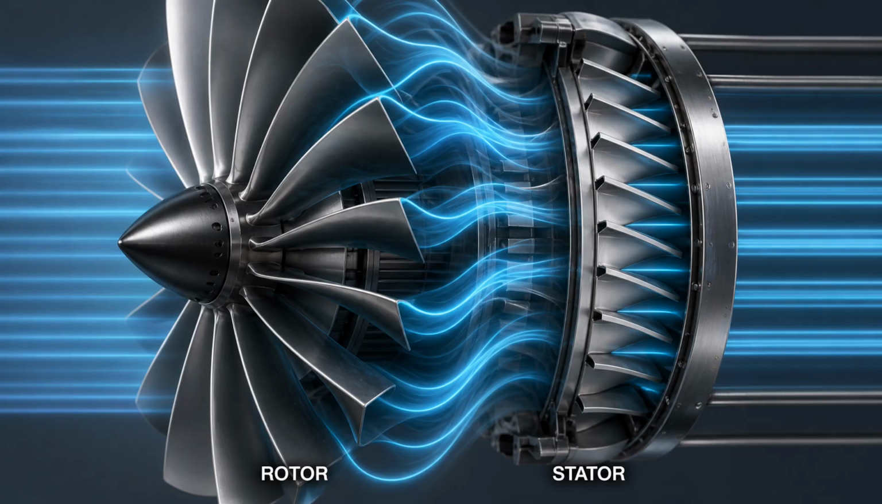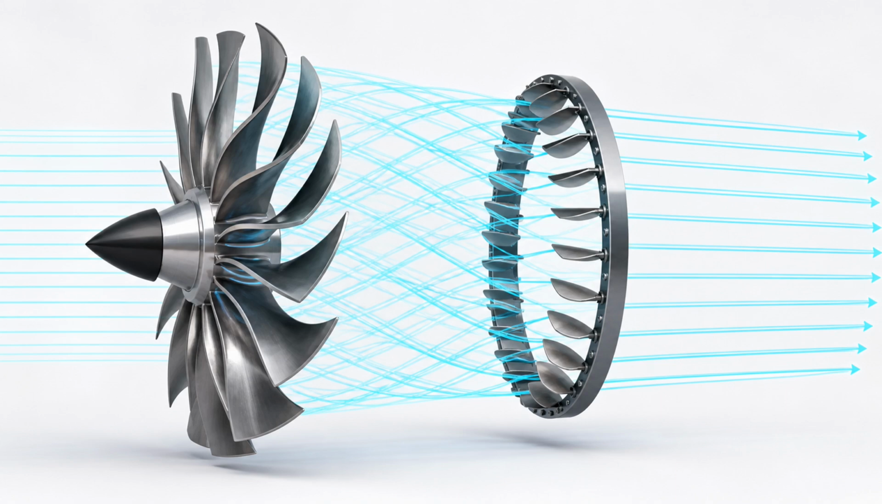NASA's recent open rotor design work describes a rotor followed by a stator. The rotor adds energy and swirl to the airflow. The stationary blades behind it recover part of that swirl and redirect the flow into useful rearward momentum. In NASA's reported design study, the stator produced a meaningful share of total thrust rather than acting as decoration.